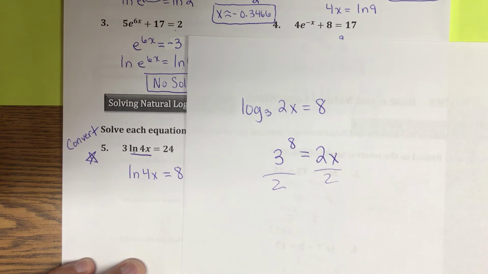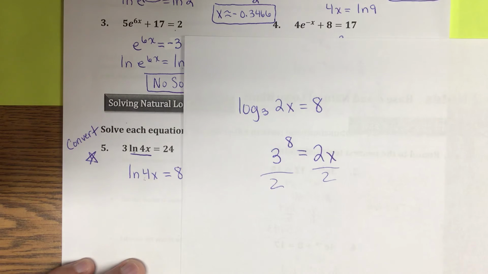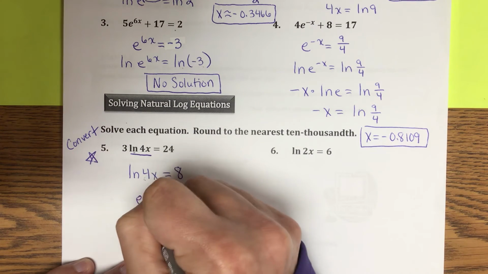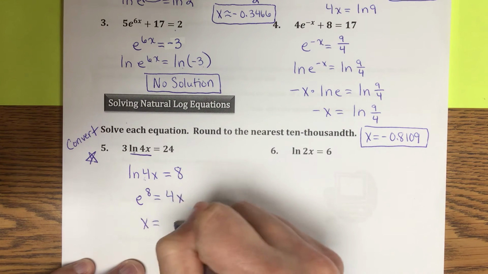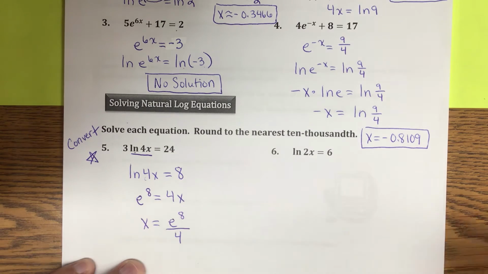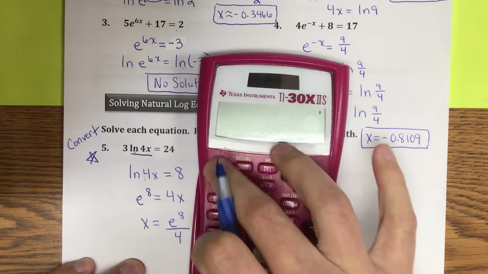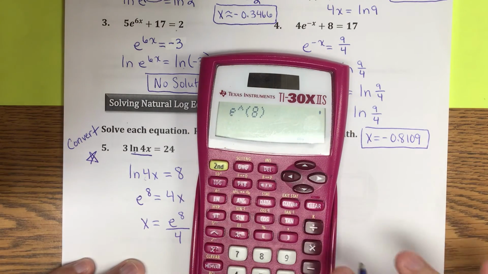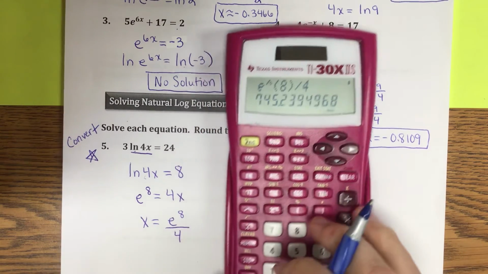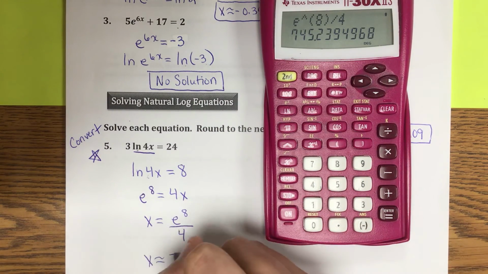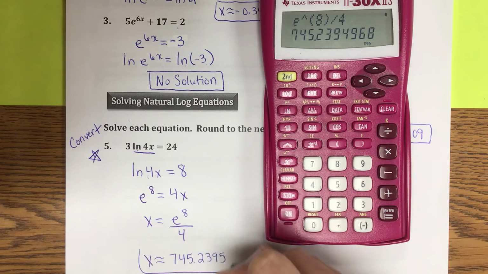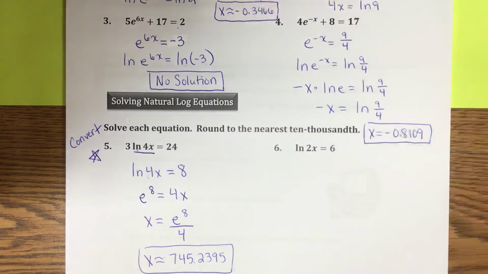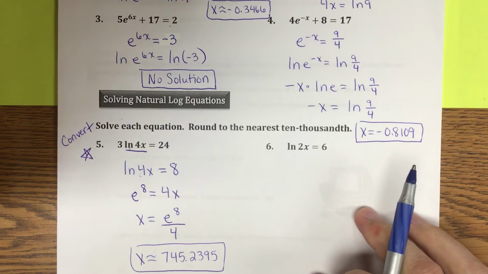I'm going to do the same thing here for number 5. I'm just going to involve e because e is the base. So this would be e to the 8th is equal to 4x. All you have to do is then divide by 4. So this is e to the 8th divided by 4, which you can type into your calculator. So you have to hit second ln, close the parentheses around 8, and then divide by 4. And so you get 745.2395. But notice how I'm just converting here to get that answer. I don't need to reintroduce another logarithm or anything like that.